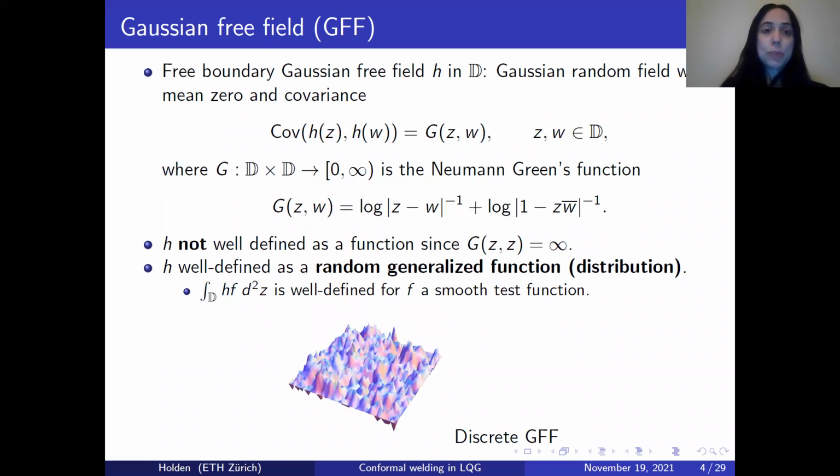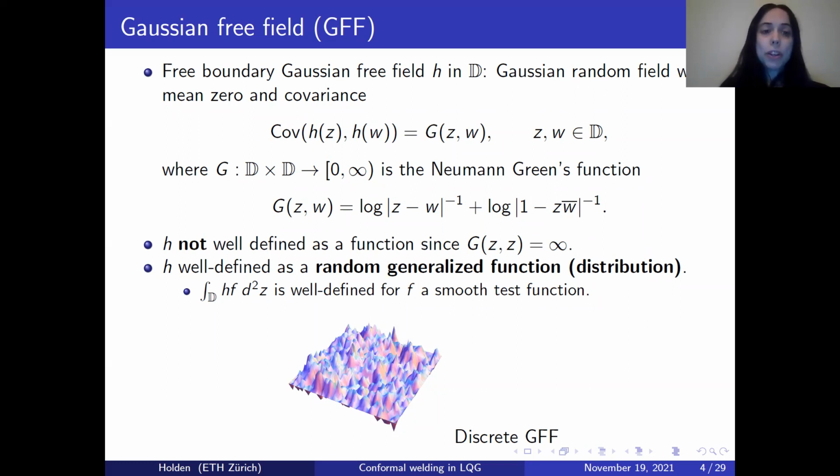So I start by introducing the Gaussian free field. The free boundary Gaussian free field in the unit disk is a Gaussian random field with mean zero and covariance given by the Neumann-Green's function, where we will use this definition for the Neumann-Green's function. From this definition, we see that the Gaussian free field cannot be well defined as a function, because this Green's function is equal to infinity on the diagonal. Heuristically speaking, if we have some arbitrary point z in our domain, then h of z is a normal random variable with mean zero and infinite variance.